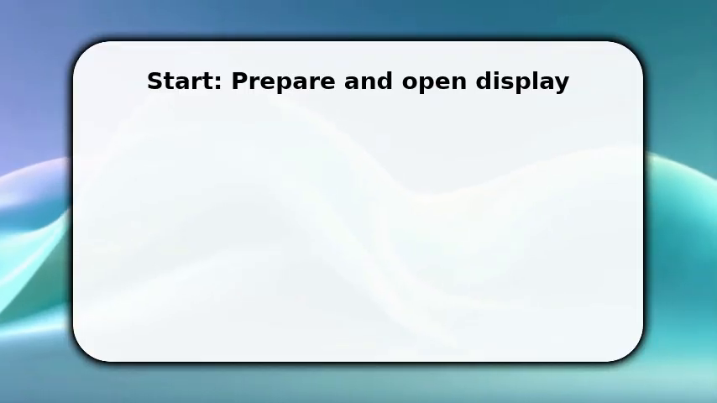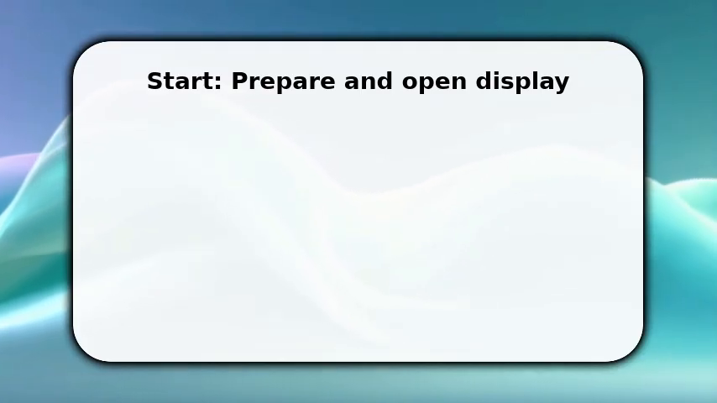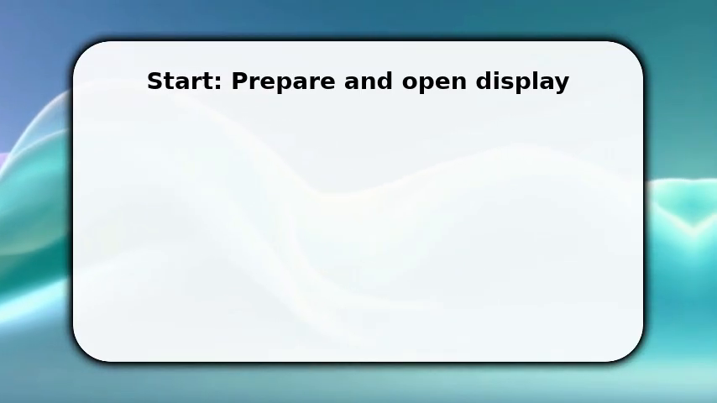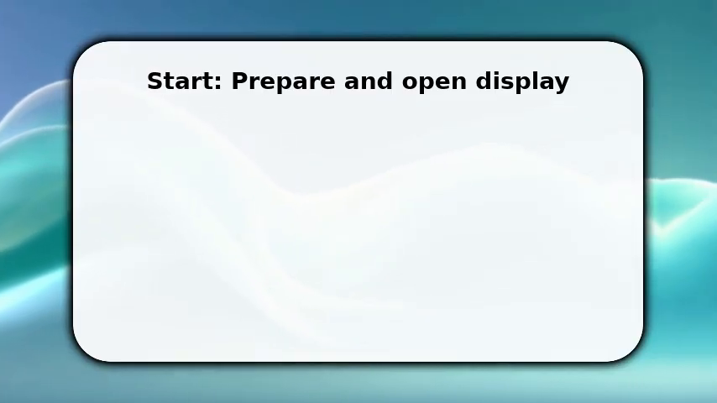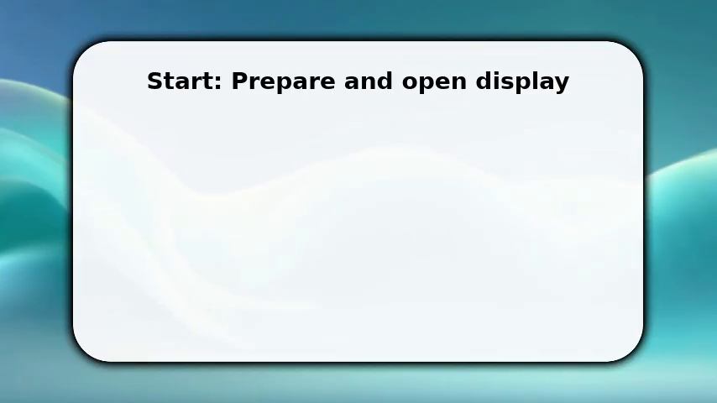You begin by preparing the system and opening the display controls. First, make sure your PC is powered or plugged in so brightness changes persist. Once done, open Settings, System, Display, or slide open the Action Center on the taskbar. You need to locate the brightness slider.